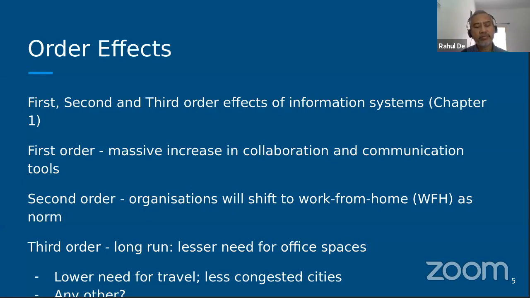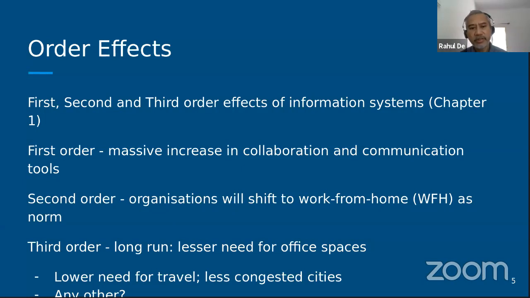So if you look at the order effects that the pandemic is creating, one of the things is massive increase in collaboration and communication. We are all on Zoom right now. And I have used this tool before for the last 5 years or so, but mainly on occasion. Sometimes a meeting is online, sometimes somebody's in a different country and I have to have a conversation. But today we are holding every meeting, every class, everything on Zoom. So this is the first order effect of the pandemic, which is massive increase in collaboration.